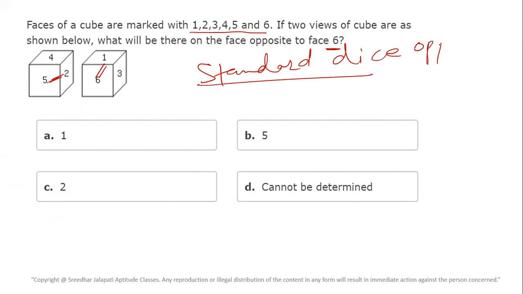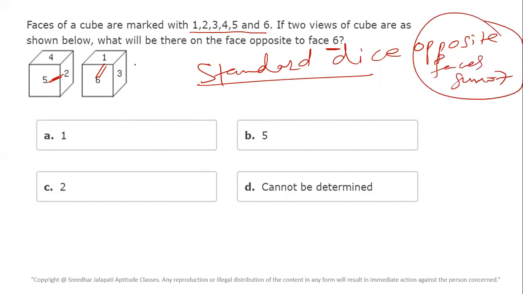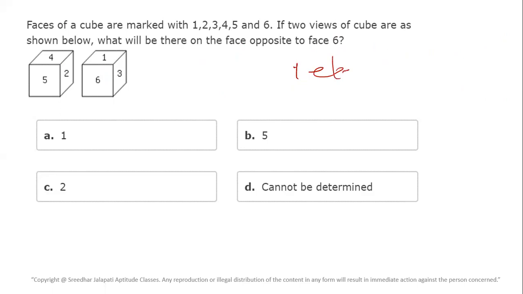In a standard dice, opposite faces sum should be 7. So obviously this is not a standard dice. Then for a general dice, as I said, there should be either one element common or two elements common. But here if you see in both the views, no element is common. When no element is common, you cannot find the faces opposite to the given face.